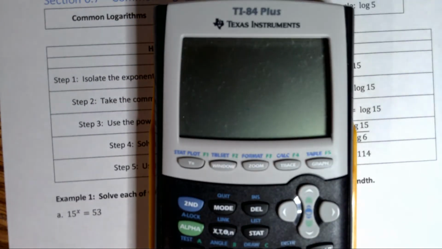So you can just take the log, you turn on the calculator. Oh, you can't see that. All right, so let's leave it alone.